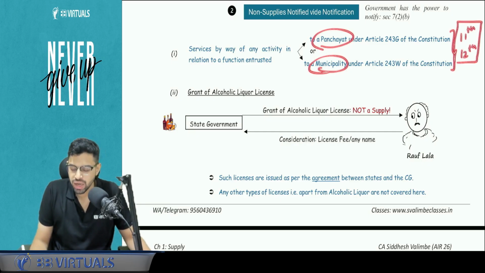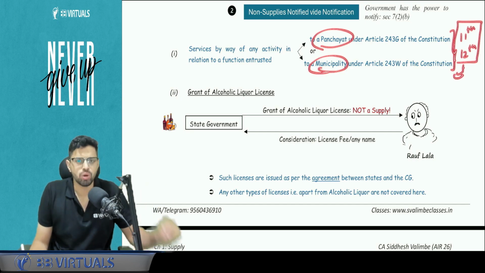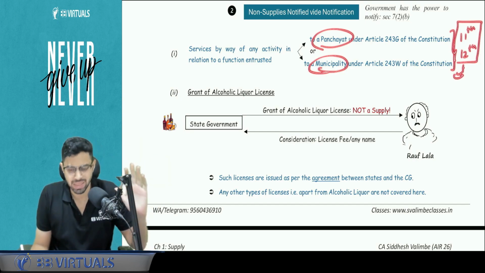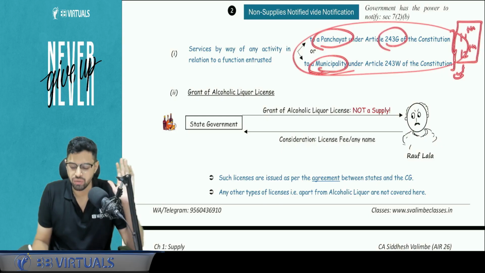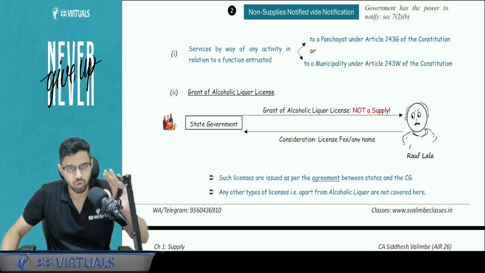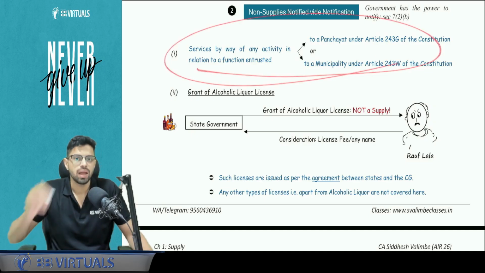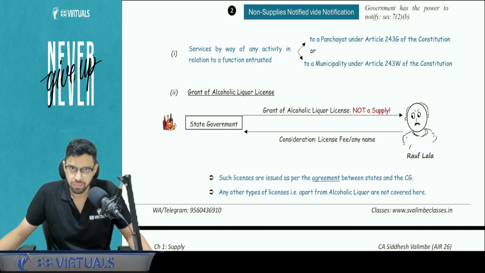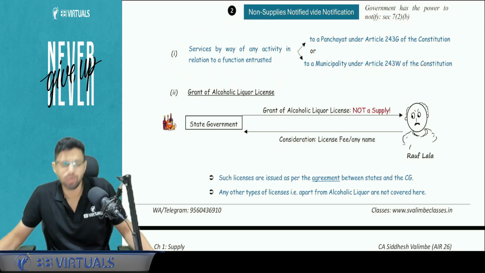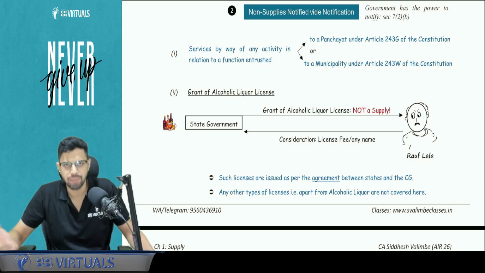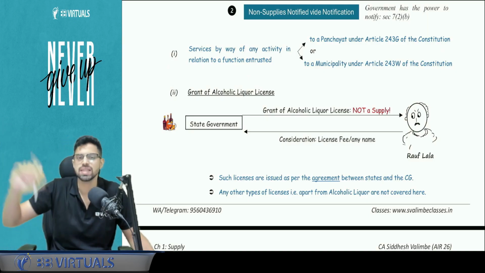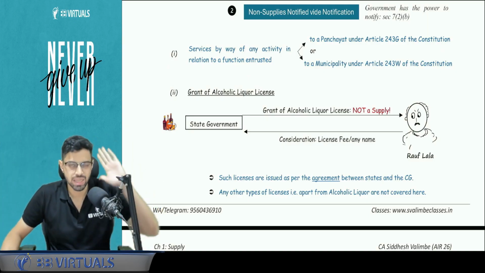If you want, you can give it a read, not as such required. Material has been given as a footnote, but you don't need to learn it. I have covered certain basics, so you will have a fair idea whether it is covered under 243G or W or not. Whatever services are with respect to these functions, they are exempt. So GST, if it is not exempt, we will say it is not a supply, because technically exempt is defined separately. So this is not a supply, so GST is not applicable.